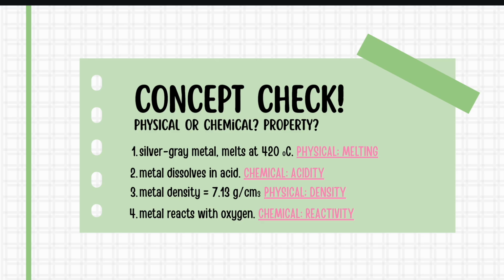Number 2, metal dissolves in acid. Keyword, acid. I know that in the last example, we saw sugar dissolving in water, and it was a physical change. But the key word to know here is acid. Anytime you see acid, you need to remember acidity. The property of acidity is a chemical property.